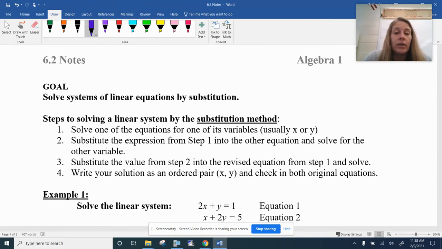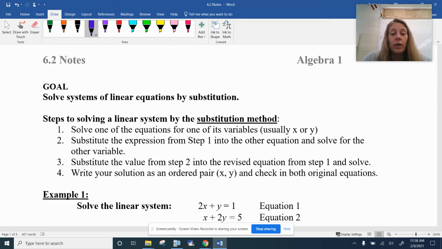The first step is that you're going to solve one of the equations for one of its variables, which will usually be x or y. After that, you're going to substitute the expression that you just got from step 1 into the other equation, and then you will be left with one variable and you will solve for that variable.